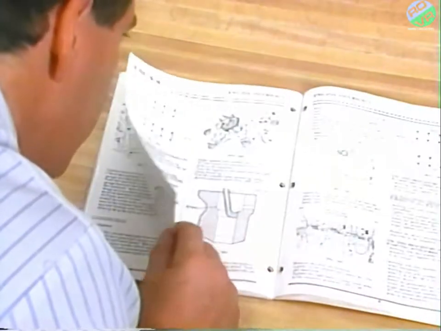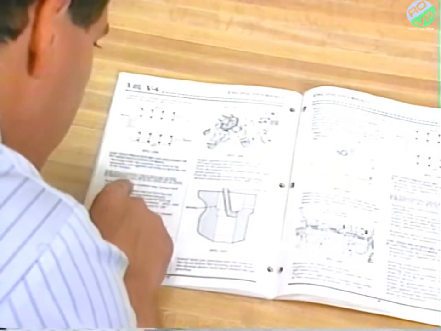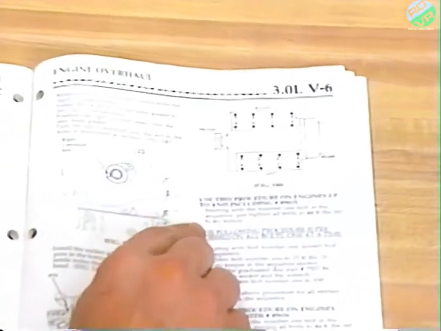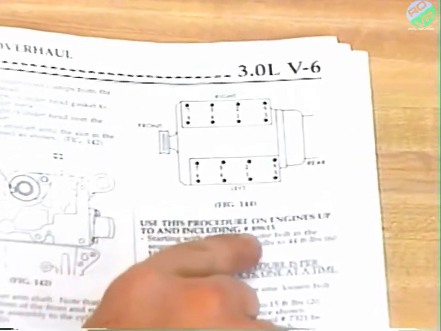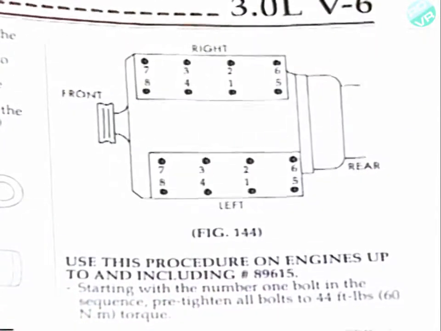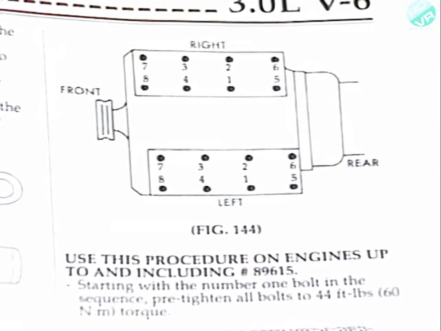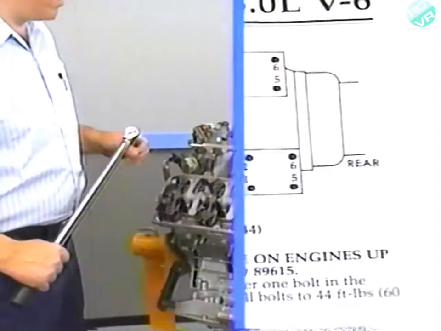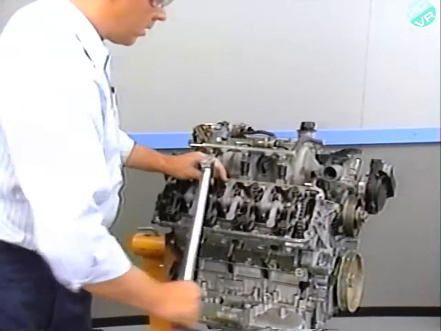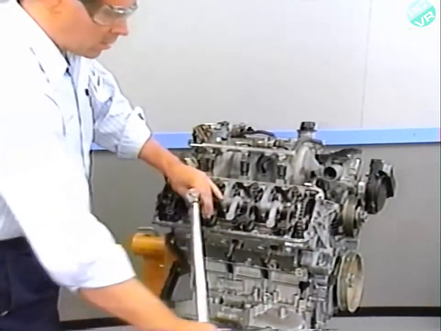In the service manual, you'll find several different cylinder head bolt tightening procedures, depending on the engine serial number. We will only be showing the procedures used on engines up to and including serial number 89615. Be sure to check the serial number of your engine and then refer to the manual for the correct tightening sequence. Starting with the number 1 bolt in the sequence, tighten all bolts to 44 foot-pounds of torque.